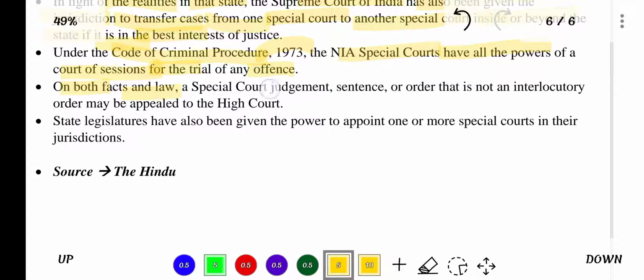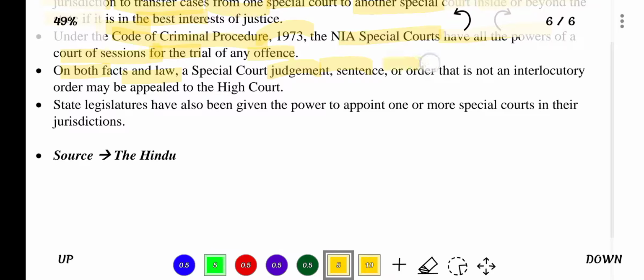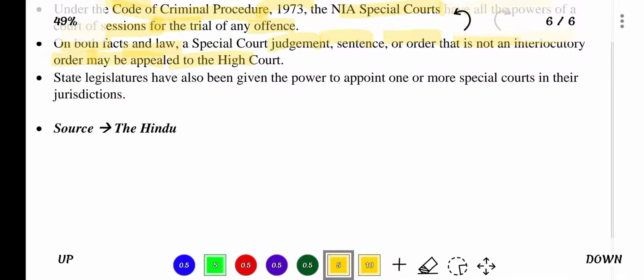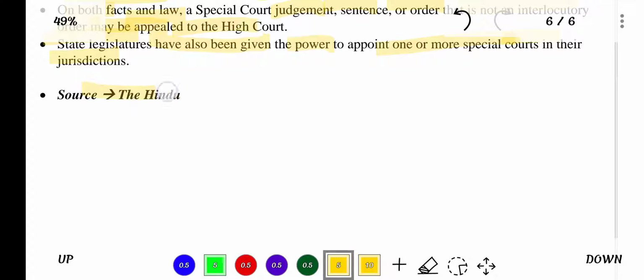A special court judgment, sentence, or order that is not an interlocutory order may be appealed to the High Court. State legislatures have also been given the power to appoint one or more special courts in their jurisdictions. Source of this news is The Hindu.